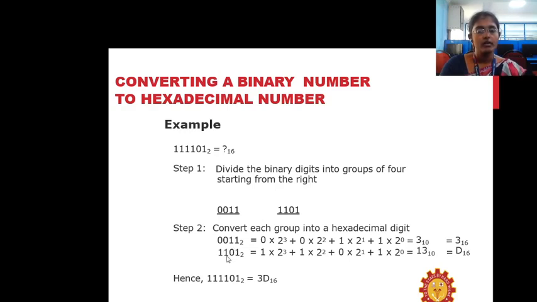Then 1101, positions 0, 1, 2, 3. This is 1 into 2 to the power 3 plus 1 into 2 to the power 2 plus 0 into 2 to the power 1 plus 1 into 2 to the power 0. After calculating we get 13. In hexadecimal representation, instead of two-digit values, we use the relevant uppercase alphabetical values. For 13 we use D. So the equivalent hexadecimal value for the given input is 3D. After that we put the base as 16, since we have converted it into a hexadecimal number.